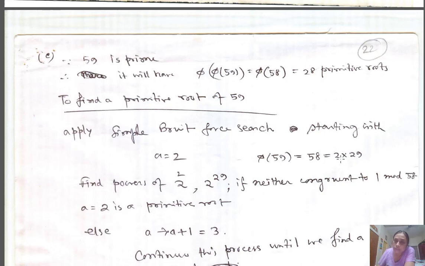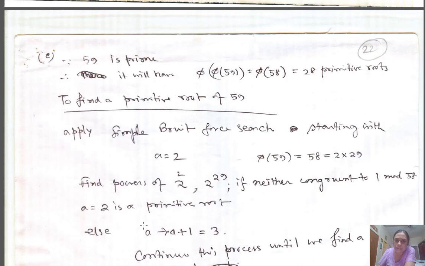So I will check whether 2 squared is not equal to 1, 2 to the power 29 is not equal to 1, and 2 to the power 58 will be 1. In that case 2 will be a primitive element. So I have to check whether these lower powers are not equal to 1.